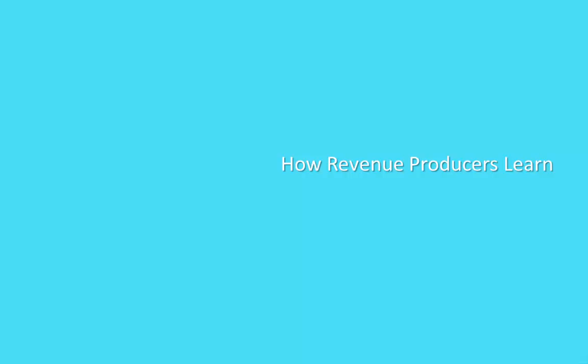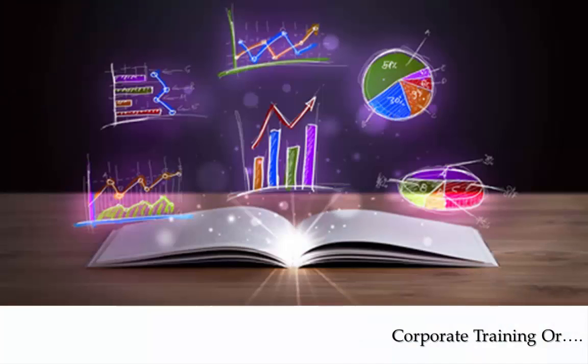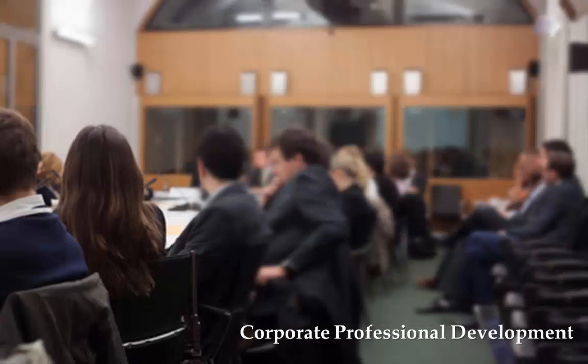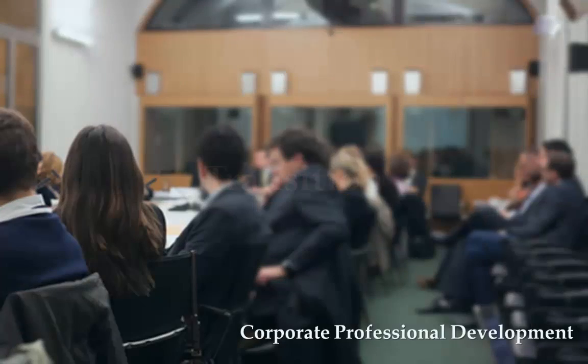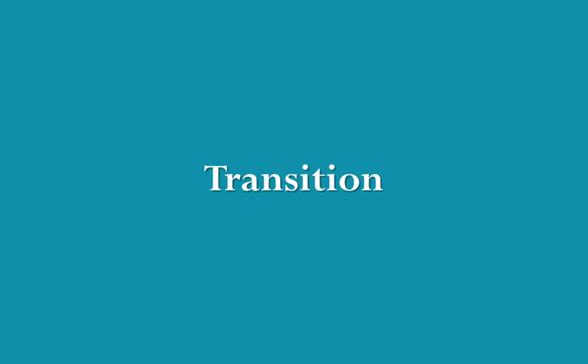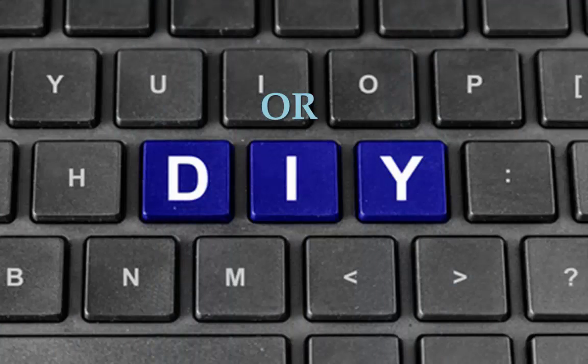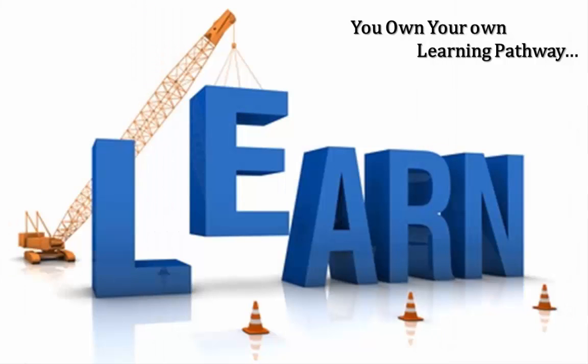The answer to that question is describing how revenue producers learn. If they've spent any time in corporations, they have received corporate training, or they are on the professional development team. There's another way as well. They transition. And what they transition are those skills, and they apply those skills to a do-it-yourself model, building their own client base. They take ownership of their learning. They don't wait around for permission to begin the process of generating revenue.